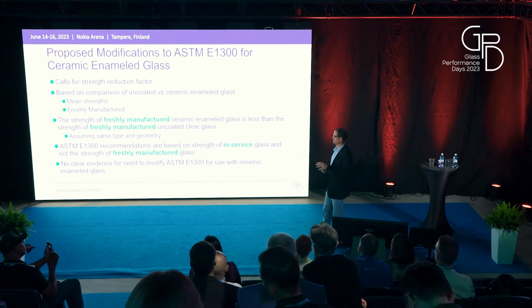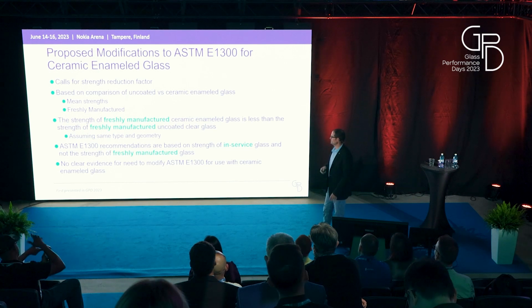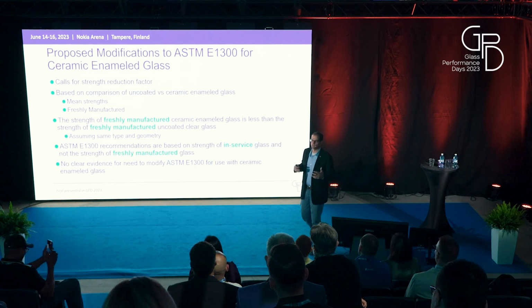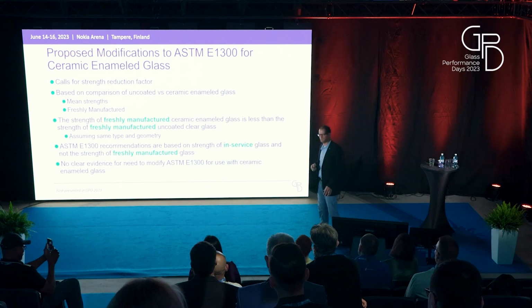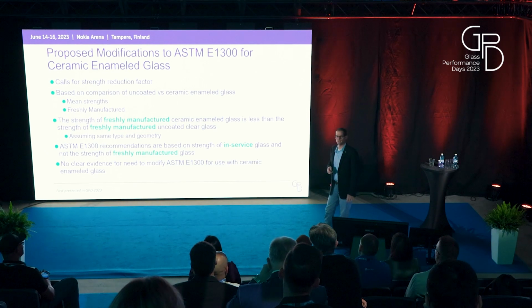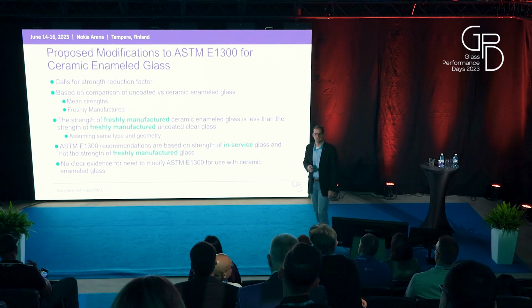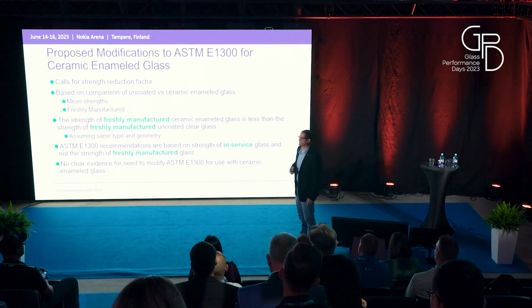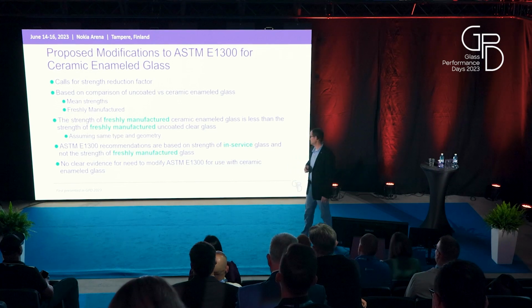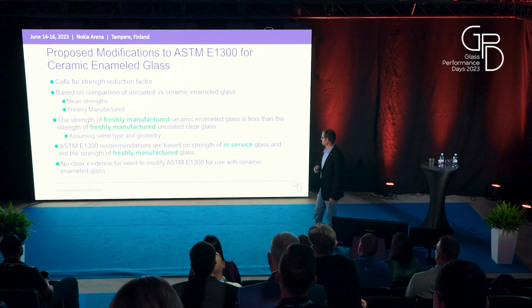So the problem with applying that directly to E1300 is E1300 takes into account what some people term the weathering process, or just the in-service issue of all these flaws getting distributed across the glass and changing the strength. So a good ballpark number is E1300 is operating on a 50% reduction in strength compared to freshly manufactured glass. So there's really no clear evidence to say we need to reduce the strength for ceramic enamel as far as E1300 and uniform pressure loads go, but we had to do some research and testing to show that.